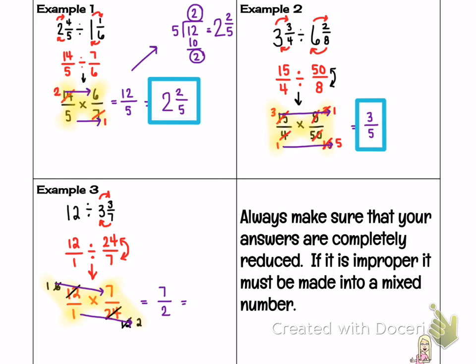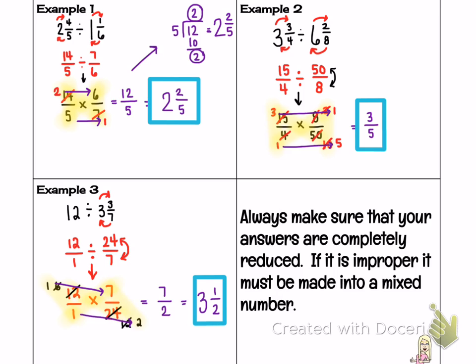2 goes into 7 3 whole times, which is 6. You have 1 left over out of 2, and that cannot be reduced. So the answer is 3 1/2. Think about what you predicted the answer to be. If we're doing 12 divided by 3 3/7, I want to know how many times 3 3/7 go into 12. The answer kind of makes sense.